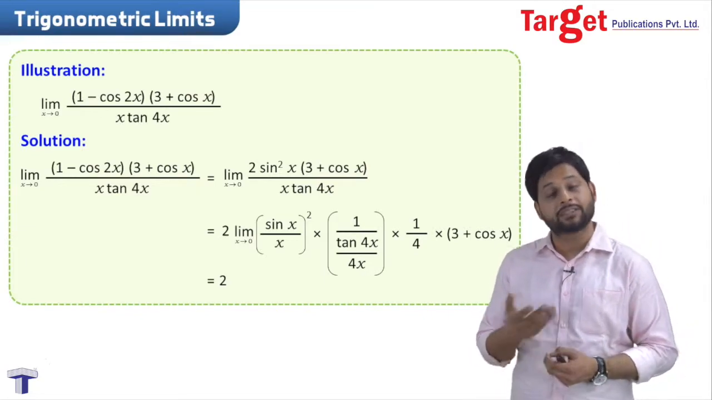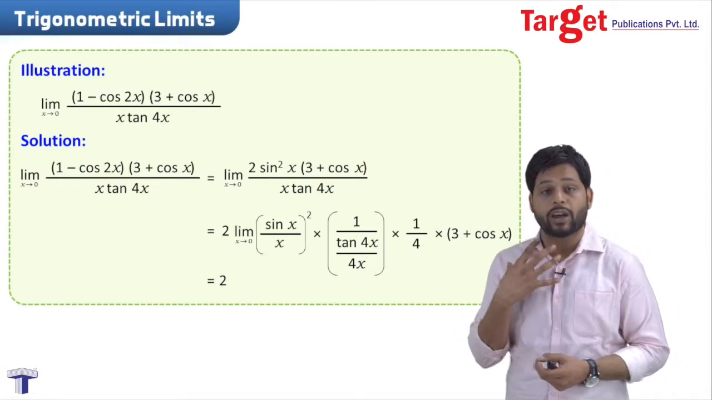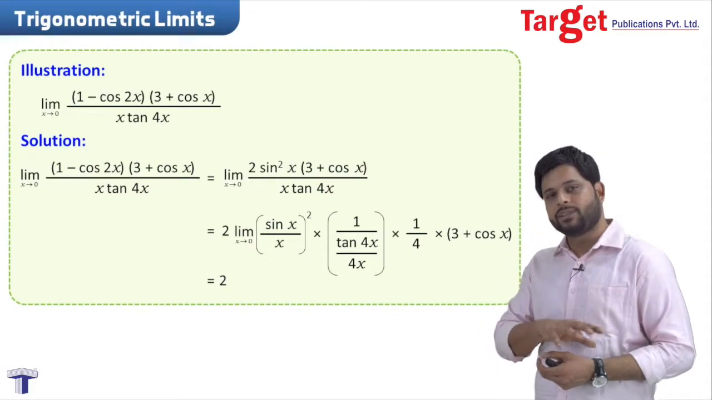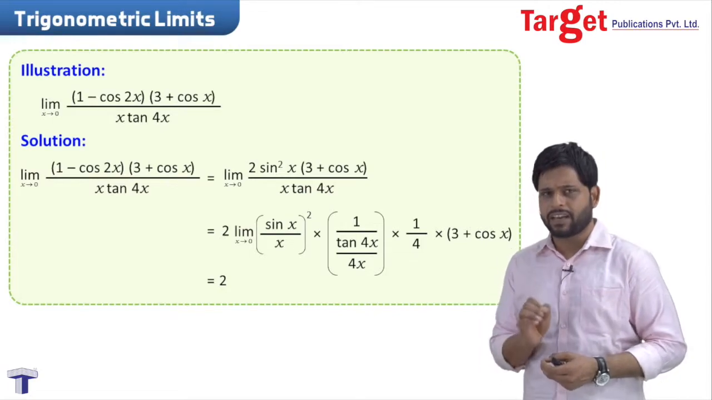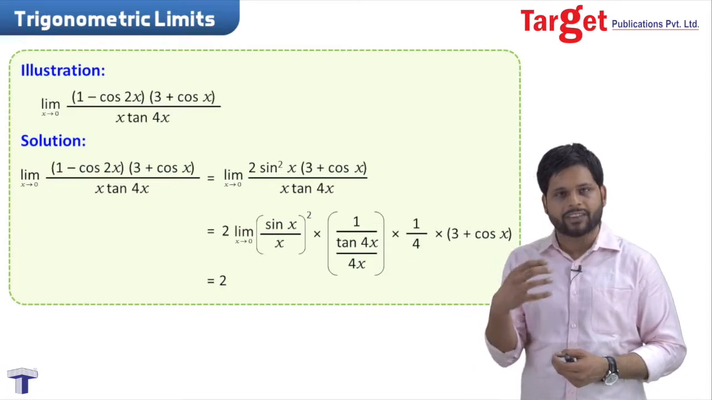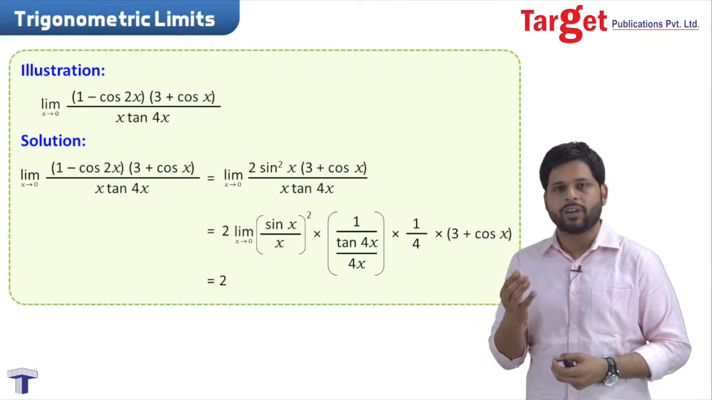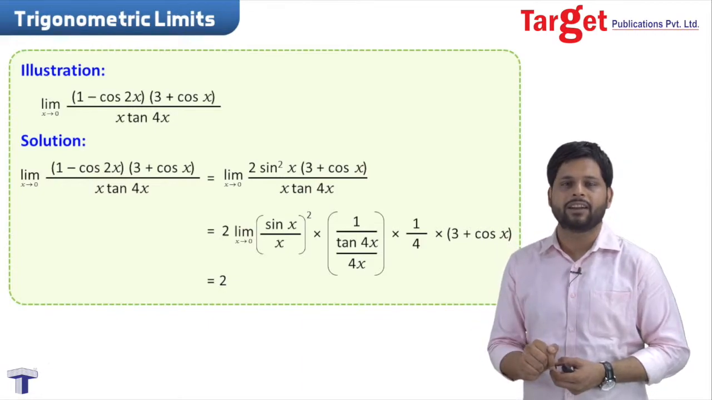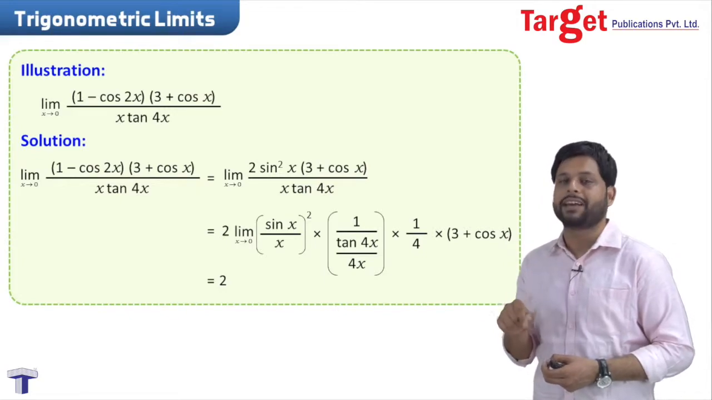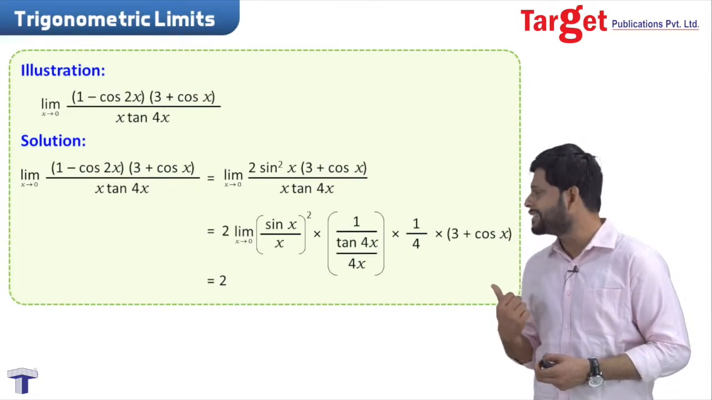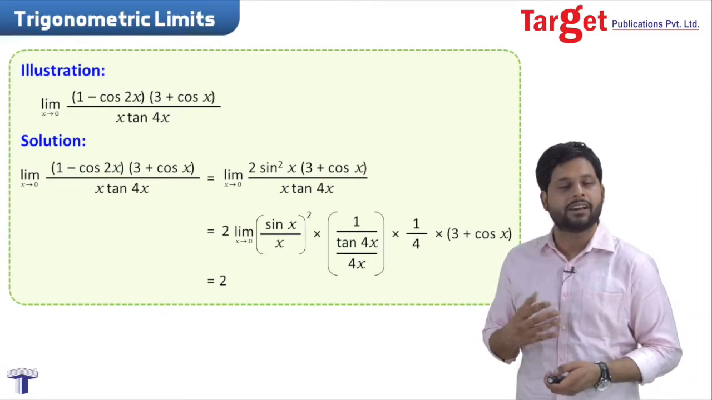So if you see closely, the relations of sin x upon x, tan x upon x, or x upon tan x, all such formulas that I have told you to learn by heart, are directly applied in this question. You just need to remember that whenever we encounter tan 4x, 5x, 6x or sine square x, cube x, you have to take the same power in the denominator. For tan 4x you need 4x in the denominator, and for sine square x you need x square in the denominator to solve that particular limit.